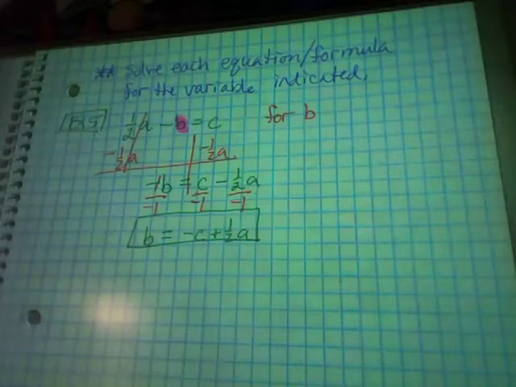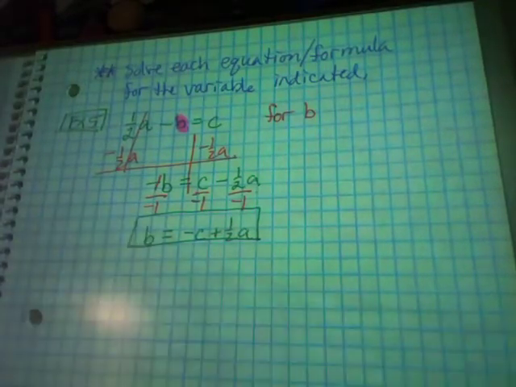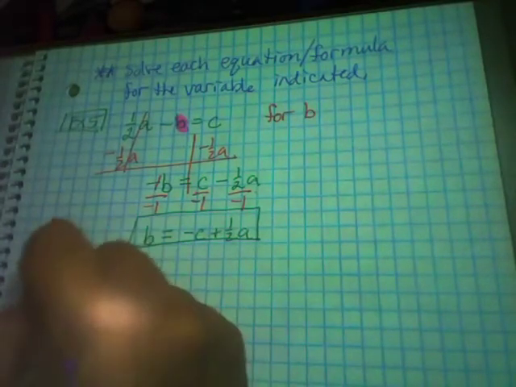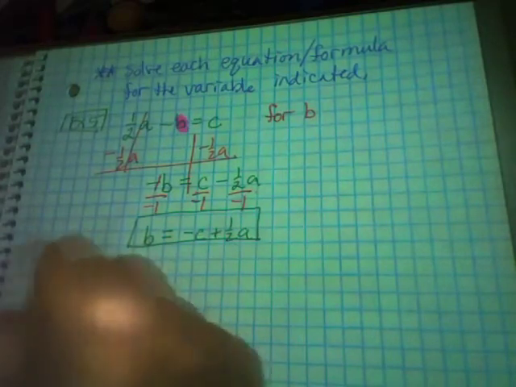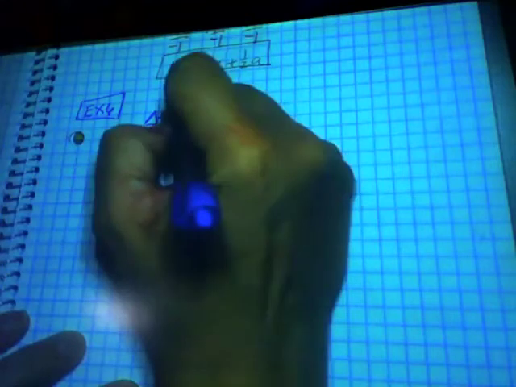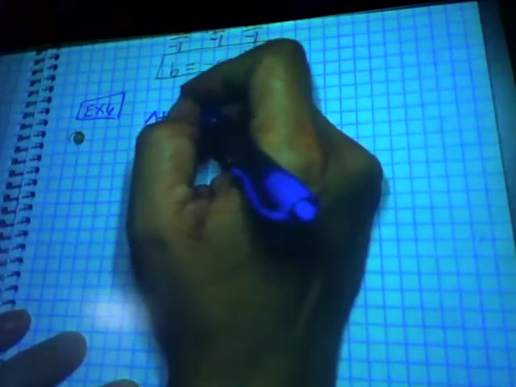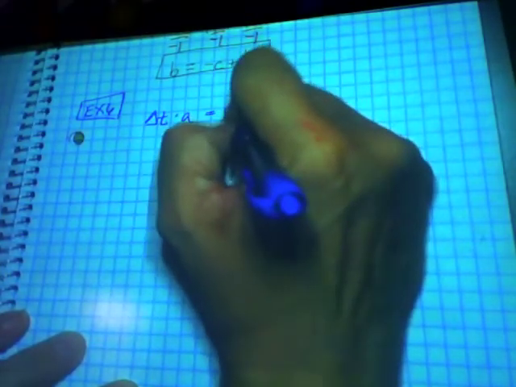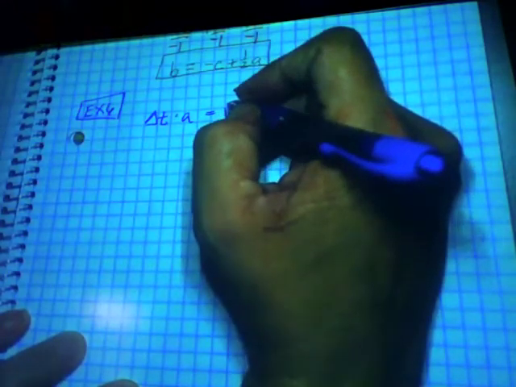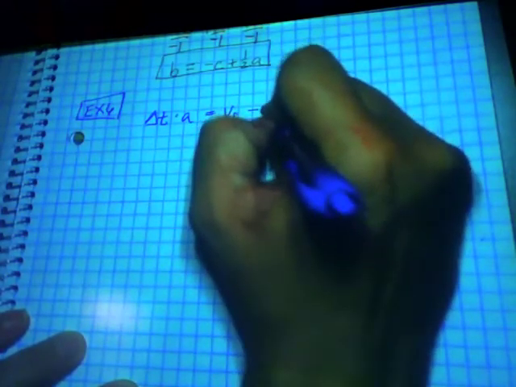Okay. All right, so then example 6. Oh, maybe I need a different color. So example 6. This time I have something more complicated. Delta t times a is equal to v sub f minus v sub o. All of that is divided by delta t.